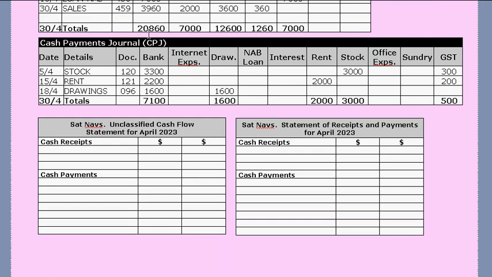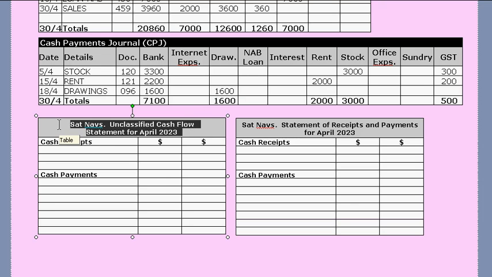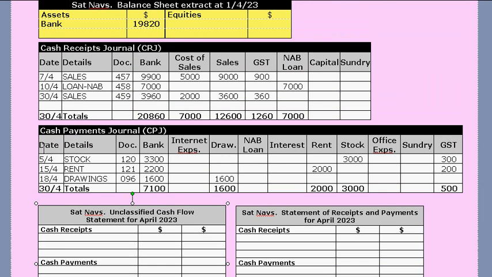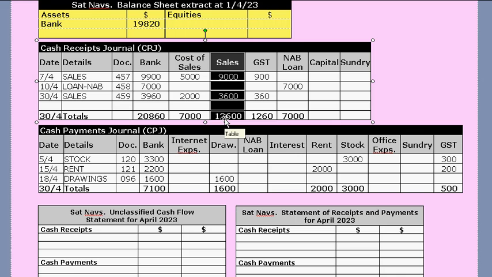And so at the end of the period, in this case April, we're going to prepare an unclassified cash flow statement. This is exactly the same report as a statement of receipts and payments. So two terms, same sort of report: unclassified cash flow statement or a statement of receipts and payments, exactly the same thing. The receipts by convention are listed first, so you just go up to the cash receipts journal, find the first receipt, which is sales.